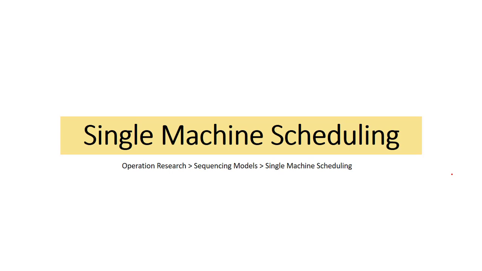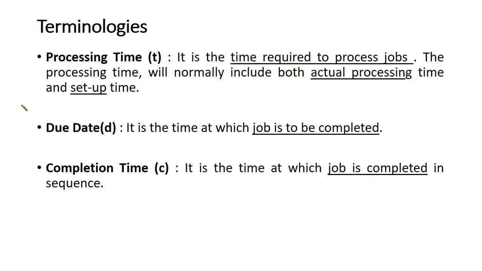Hello everyone. Today we are going to see single machine scheduling. There are some terminologies which are used in examples. Processing time is the time required to process the jobs. It includes both actual processing time and setup time.